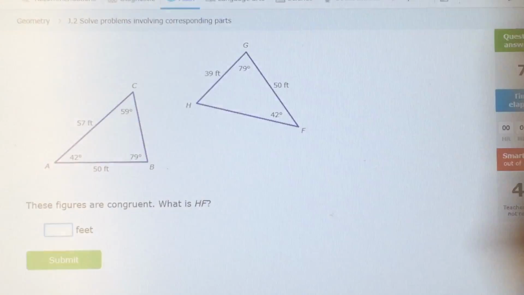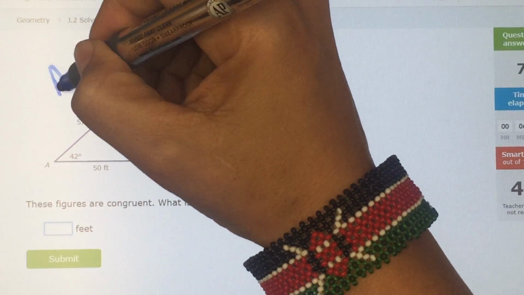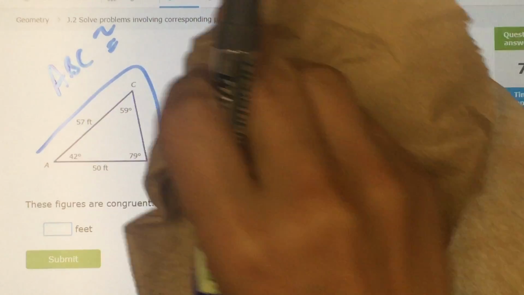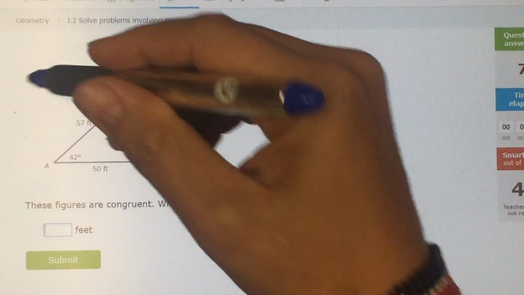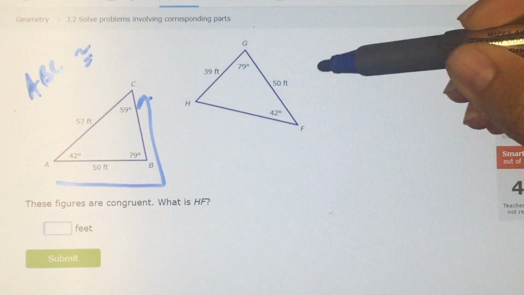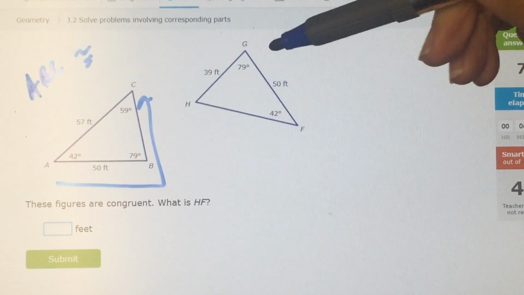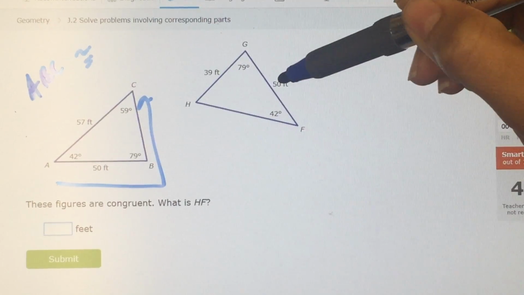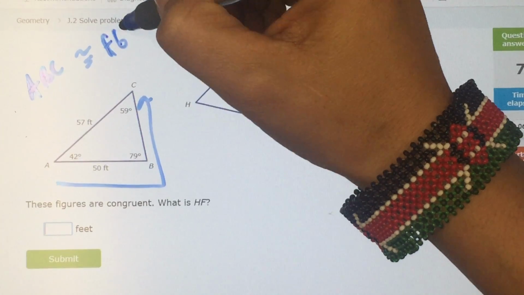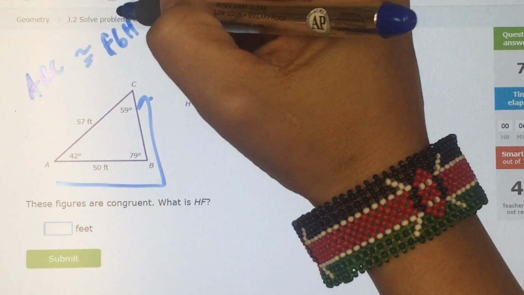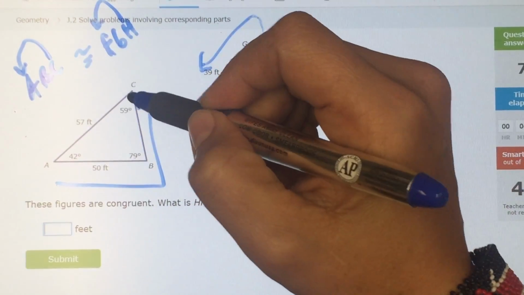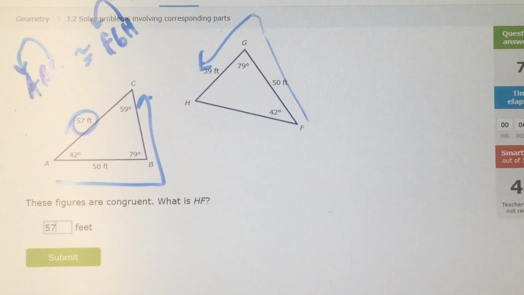The figures are congruent. What is HF? So just write it down. ABC is congruent to, oh, I just went AC by mistake. ABC is congruent to, so it goes 42, 50, 79. So it does that. So FGH. And then use it to answer the question, which is HF. So last to first, CA. Find CA. CA, where you at? 57.